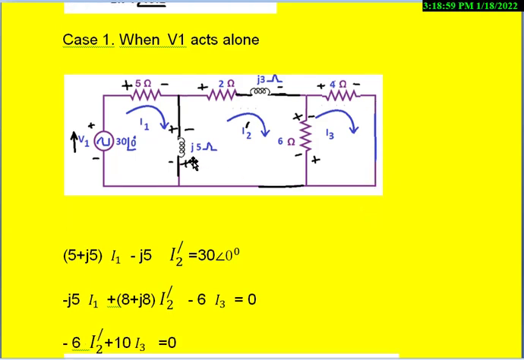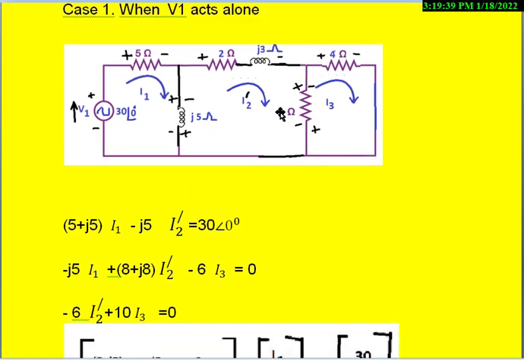Again, now apply the KVL for this. So then we get 5 plus J5, that is nothing but Z11, into I1 minus J5 I2 dash, because this is the I2 dash that is flowing through this, and the I2 dash direction is opposite to the I1, so it will get the voltage drop also with the opposite sign as that of the I1 voltage drop. So we get here minus J5 I2 dash is equal to 30.